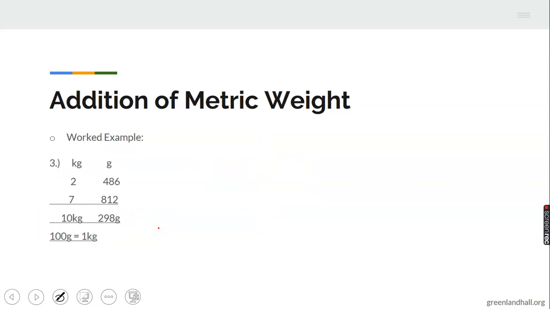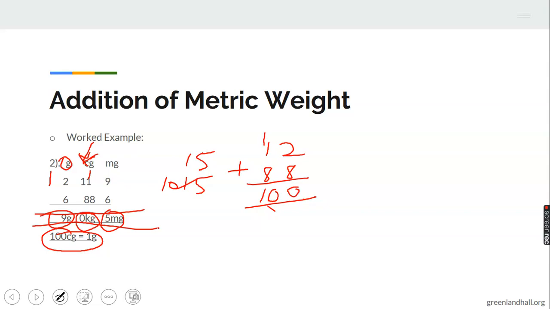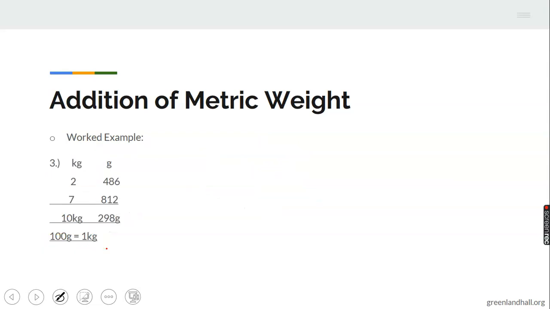Now, let's see more examples. We've seen that in the previous one, 100 centigram is 1 gram. As you can see here, 100 centigram is 1 gram. Once the centigram gets to 100, it becomes 1 gram. Now, let's see. Once the gram gets to 1000, this is 1000, not 100. 1000 grams is what gives us 1 kilogram. Not this place, it is 1000. 1000 grams is what gives us 1 kilogram.